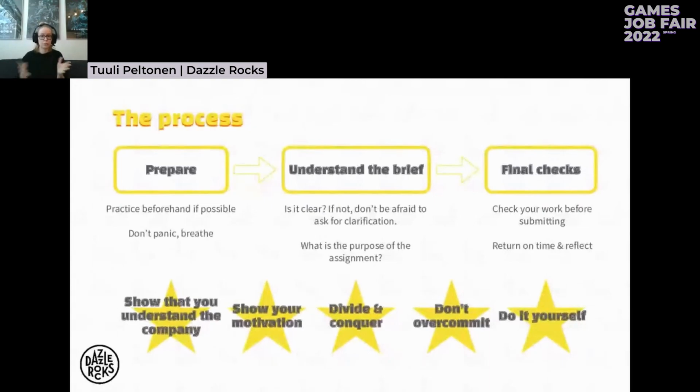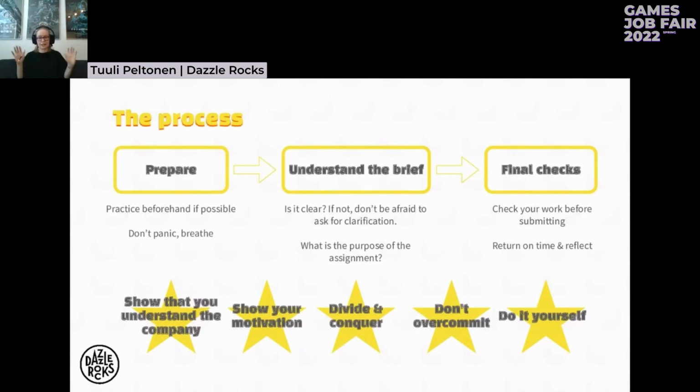And then final checks before you actually submit your work. So check it before you submit. For example, if you have a series of questions, check that you've answered all of the questions. Check that you're not making any on-the-fly mistakes or anything like that. And obviously return your assignment on time and reflect on what went well, what was hard, what was easy, what can I do better next time.